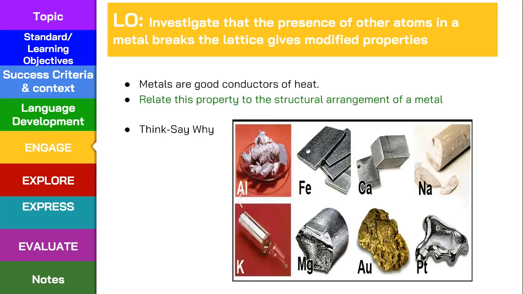So we're going to go with the same learning objective. Metals are good conductors of heat. Relate this property to the structural arrangement. We just said that it is mainly due to the vibration of the cations, or the positive ions, and it's partially due to the freely movable or delocalized electrons.